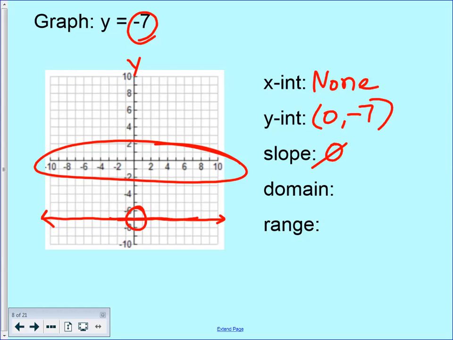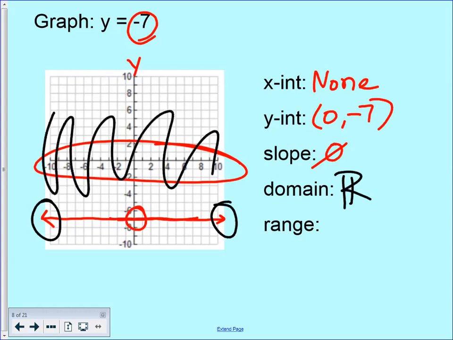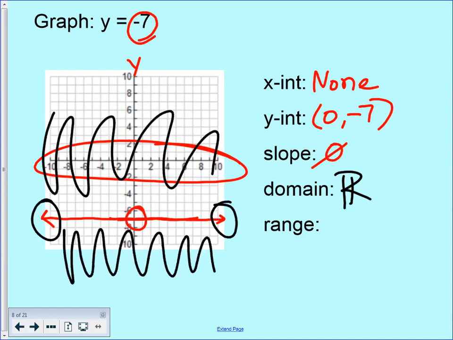My domain, when I go left, I see an arrow. When I go right, I see an arrow. So my domain is all real numbers. My range, however, there is nothing up top here. There is nothing on the bottom here. My range is just a single number, and that single number is -7. That is the only possible y value that I can have here. And we talked about how this looks yesterday. You put the single number in the curly brackets.